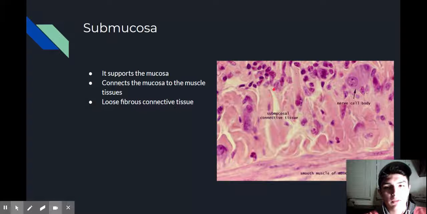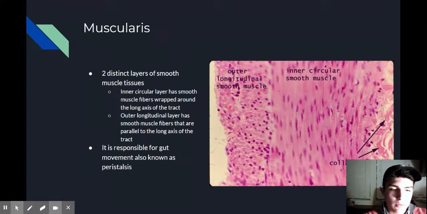So next layer we have the submucosa, which just supports the mucosa, and it also connects the mucosa to the smooth muscle tissues, and it is loose fibrous connective tissues.